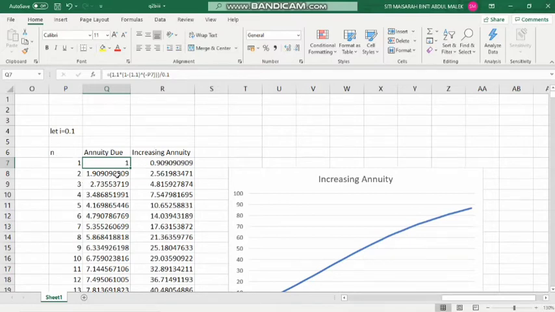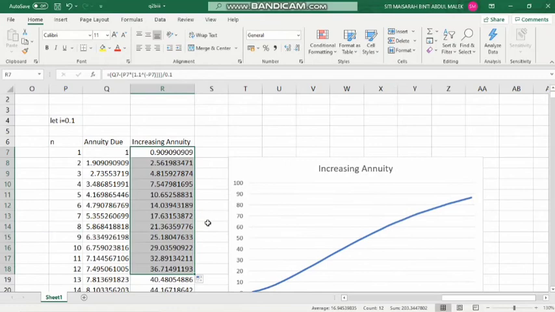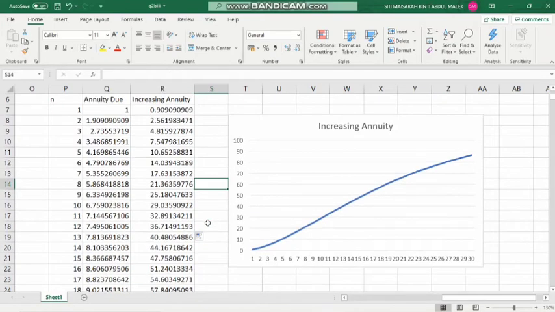After we get the annuity due, we drag it all the way down and we get all the annuity due. Then we can find the increasing annuity using the same formula as before: the annuity due minus v, which is 1 plus I to the power of negative n, divided by 0.1, which is the I. So after that we can just drag it, and then we get all these numbers, and then we can generate this line chart. From this line chart, we can see that when n increases from 1 to 30, the increasing annuity will increase. So that's all from me. Thank you.